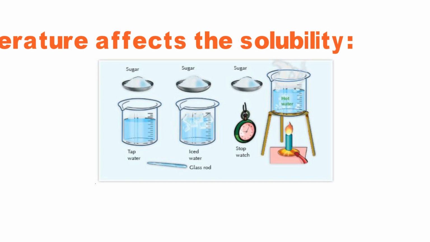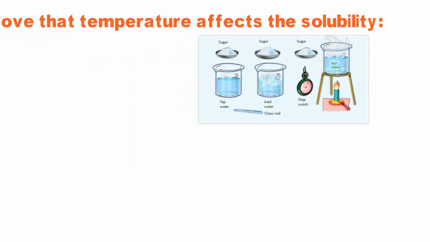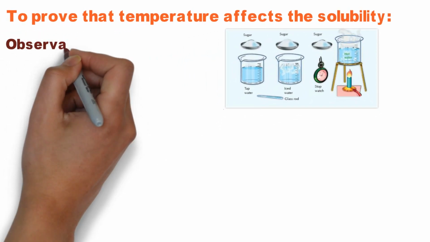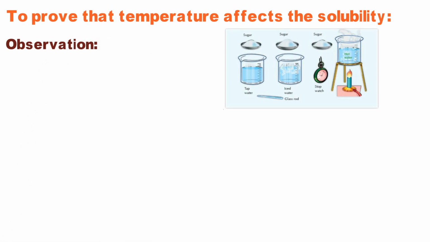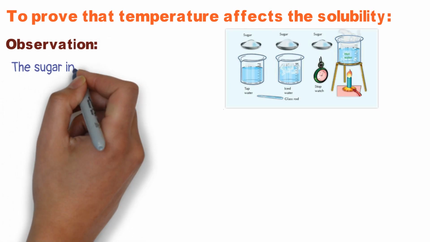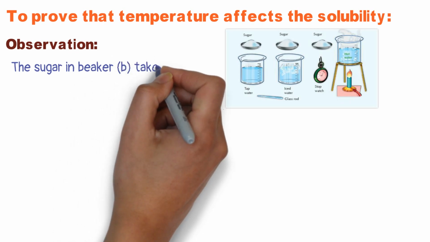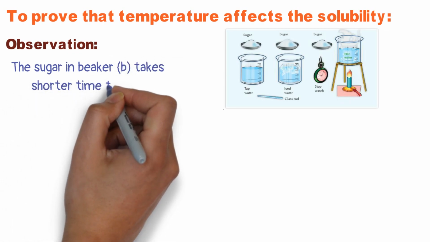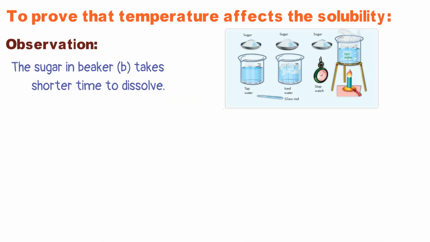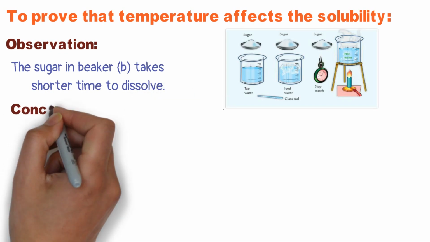What should we do? We should put the same amount of sugar in the 3 different beakers at the same time, and observe the time needed for the sugar to completely dissolve in the liquid or the solvent. We observe that the sugar in beaker B takes a shorter time. Which one of them is beaker B? It's the one over the flame.